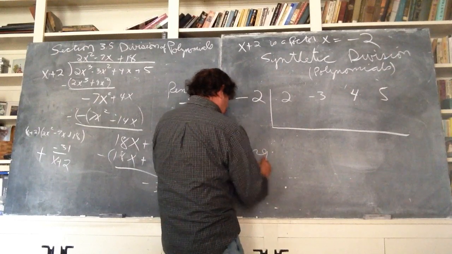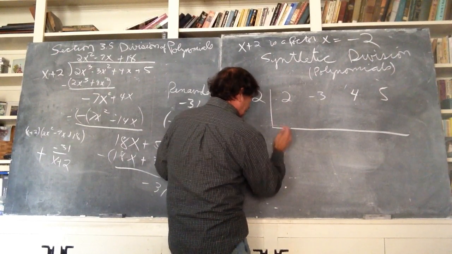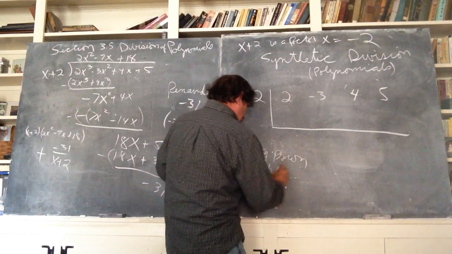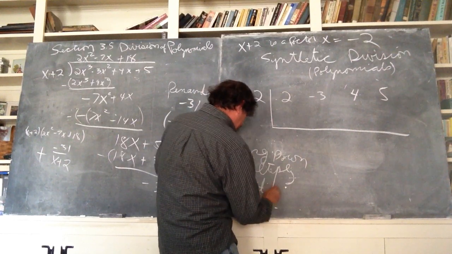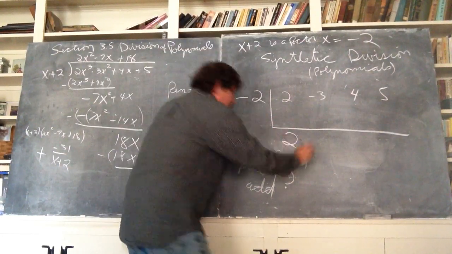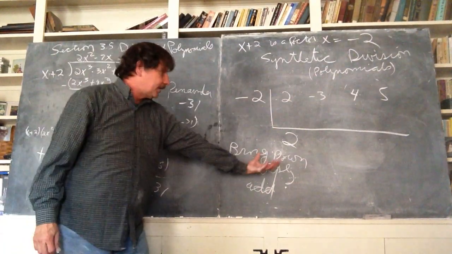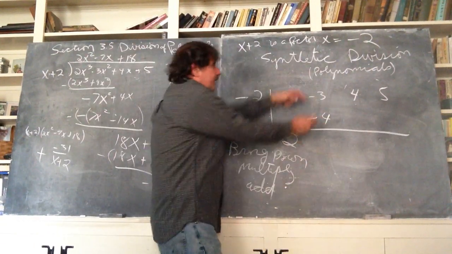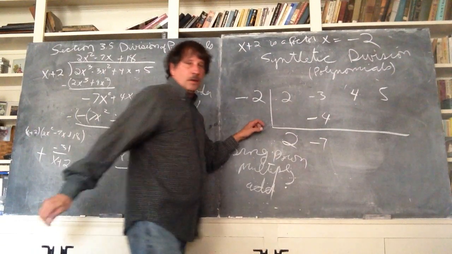This is what you say. Bring down. Going right there. Multiply. Add. Add because it's negative 2, by the way. Okay, so I'm bringing down 2. All I did is bring that down. Multiply. Negative 4. I'll put that right here. And then add these 2.